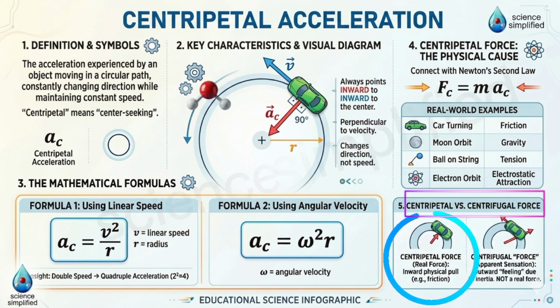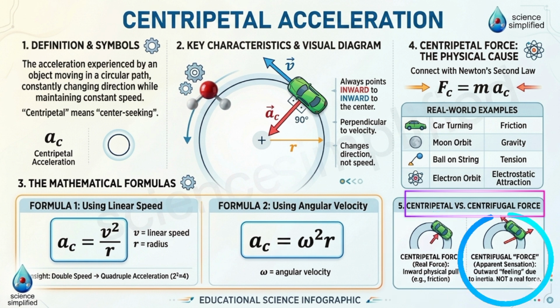Finally, let's discuss section 5, centripetal versus centrifugal force. It is very important to distinguish between these two concepts. Centripetal force is a real physical force, directed inward toward the center of the circle. In the case of a turning car, friction provides this inward force that keeps the car moving in a circular path. Centrifugal force, however, is not a real force.